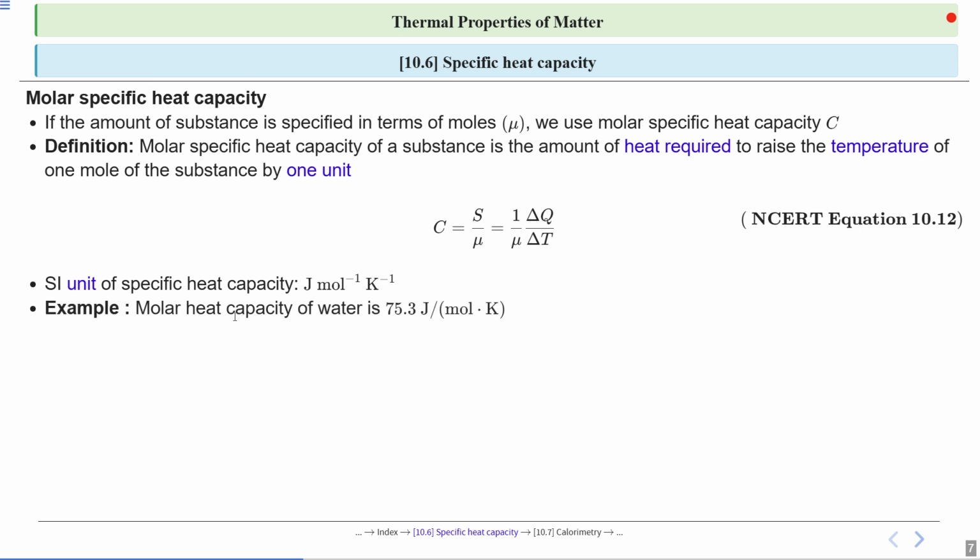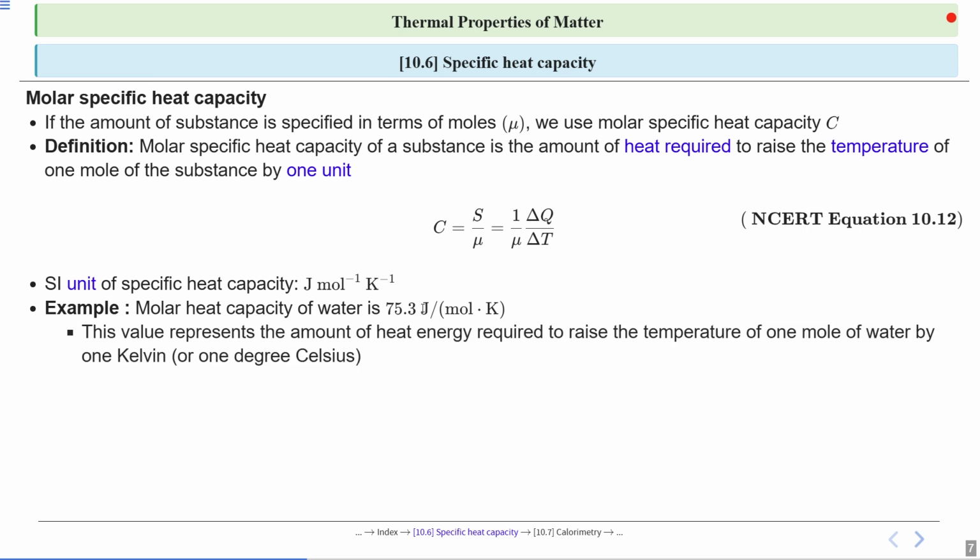Example, molar heat capacity of water is 75.3 joule per mole per Kelvin. It means this value, 75.3 joule per mole per Kelvin, represents the amount of heat energy required to raise the temperature of 1 mole of water by 1 Kelvin, or we can say 1 degree Celsius.